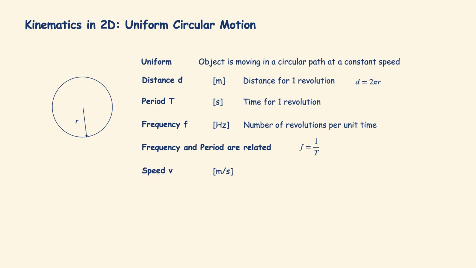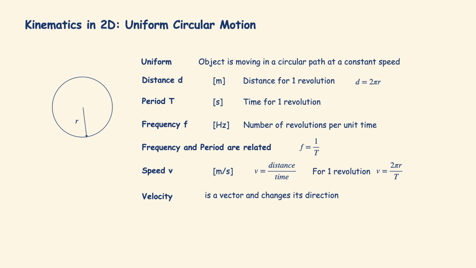Now let's look at the speed. Remember, speed is simply how fast the object is moving. Given that the object is moving at a constant speed here, we can use the formula for the speed equal to the distance over time. And once again, for one revolution, the distance is the circumference, 2 pi r, divided by the time for one revolution, which we introduced as the period.